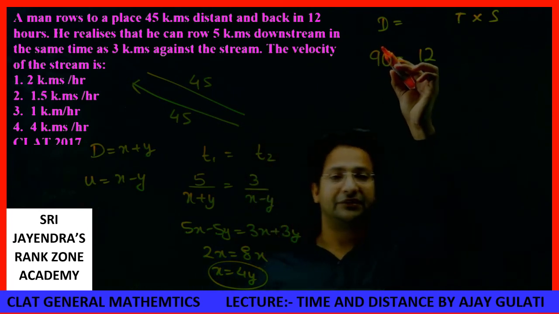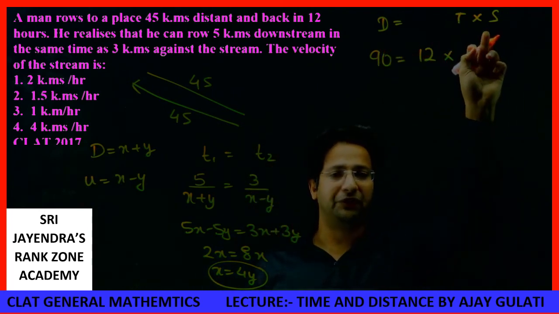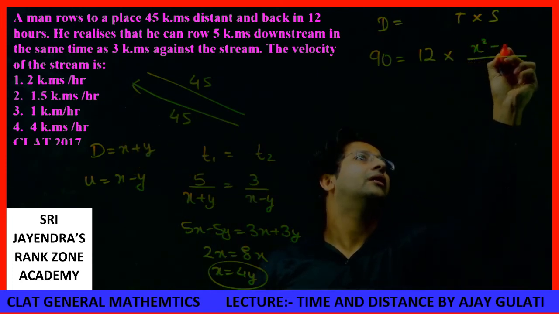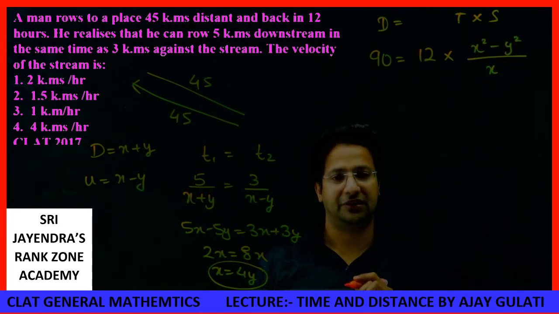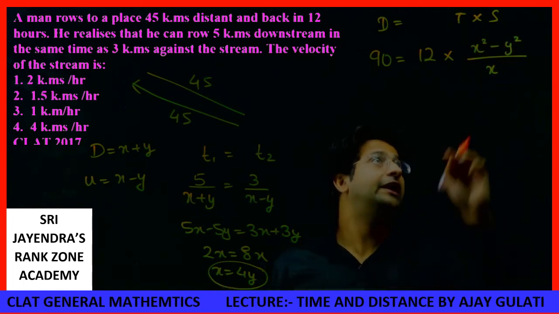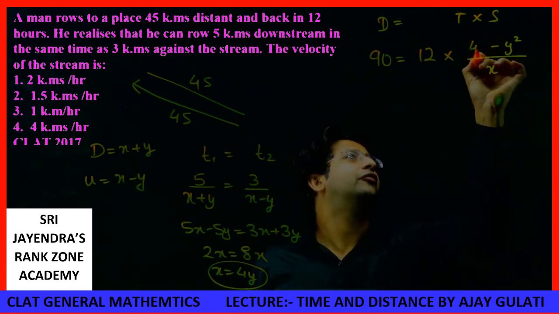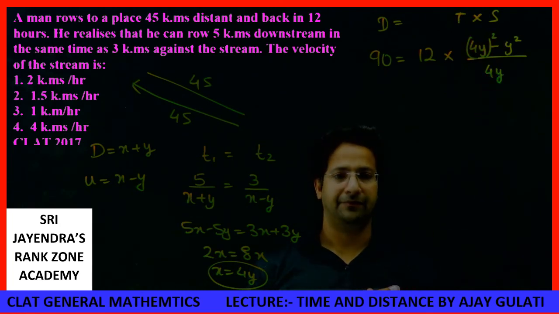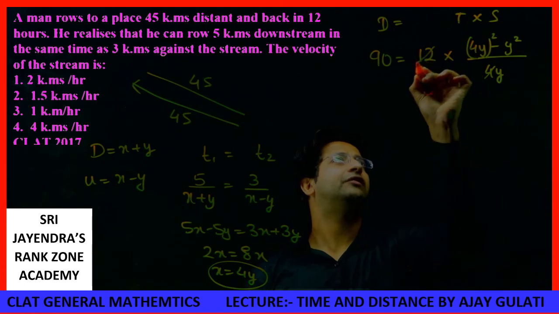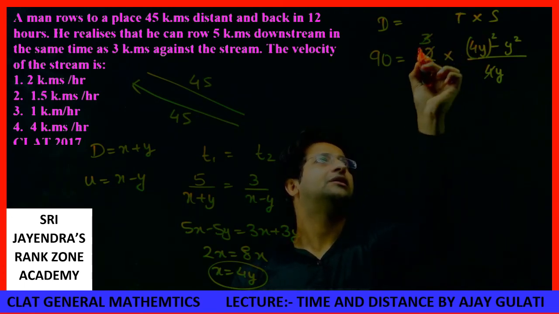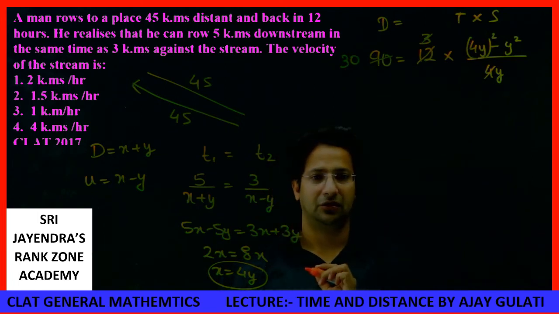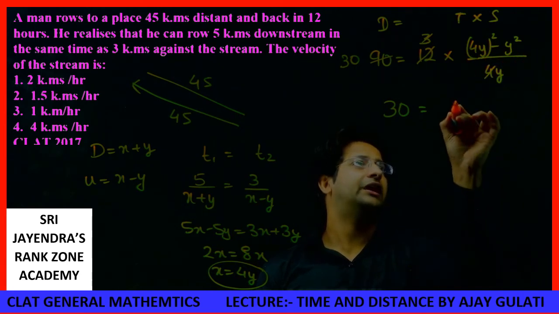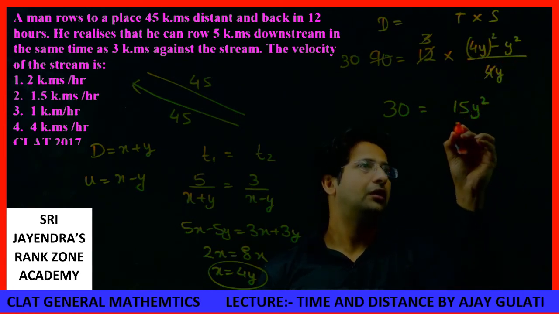Distance is equal to time into speed. What is the average speed for this entire journey going and coming back? The average speed will be x square minus y square upon x. If I replace this x by 4y, what I'll get? I write this x instead of 4y square. Again I replace this by 4y. This 4 cancels with 12 to give me 3. 3 cancels with 90 to give me 30. So what I get? 30 is equal to 16y square minus y square, that is 15y square upon y.